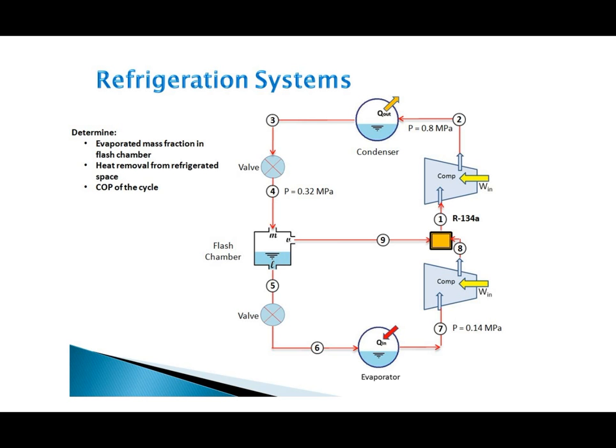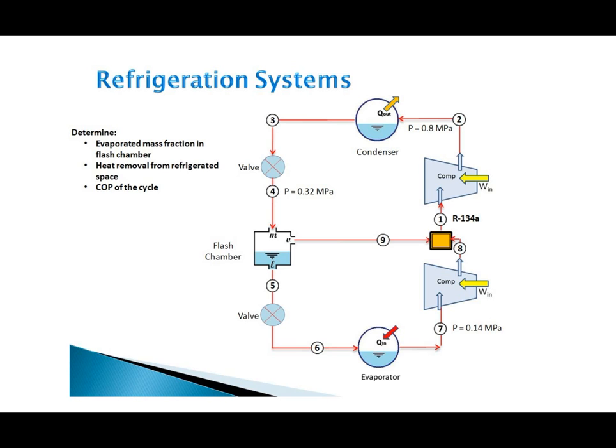In this last example, we're going to see how to utilize ThermoFlo to perform thermodynamic cycle analysis. Here we have a two-stage refrigerator that operates between the pressure limits of 0.14 and 0.8 megapascals. The working fluid is refrigerant 134A. The refrigerant leaves the condenser as a saturated liquid, is then throttled to a flash chamber that's operating at an intermediate pressure of 0.32 megapascals.